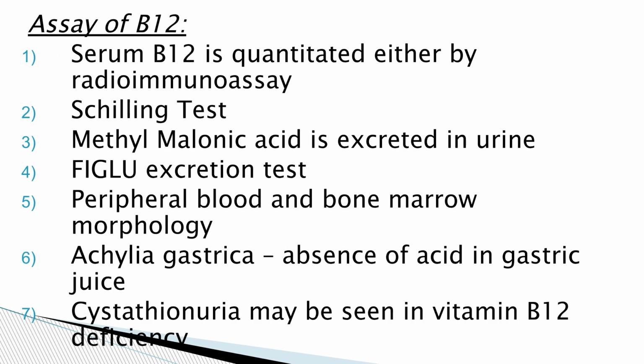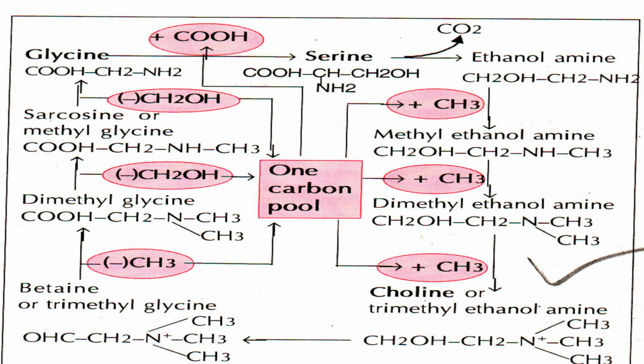B12 is assayed using radioimmunoassay, the Schilling test, and the detection of methylmalonic acid in urine, and the FIGLU excretion test is also used. Peripheral blood and bone marrow morphology, along with achlorhydria on gastric analysis, can also indicate B12 deficiency. Cystathionuria may also be seen. This slide displays a graphic representing vitamin B12 and its effects.